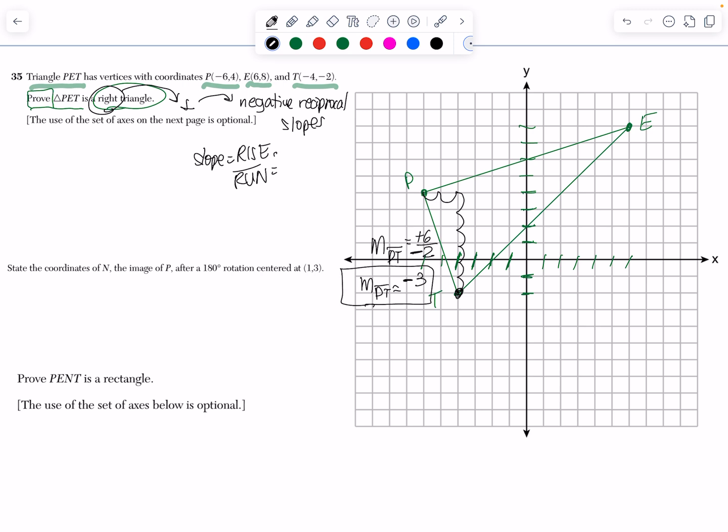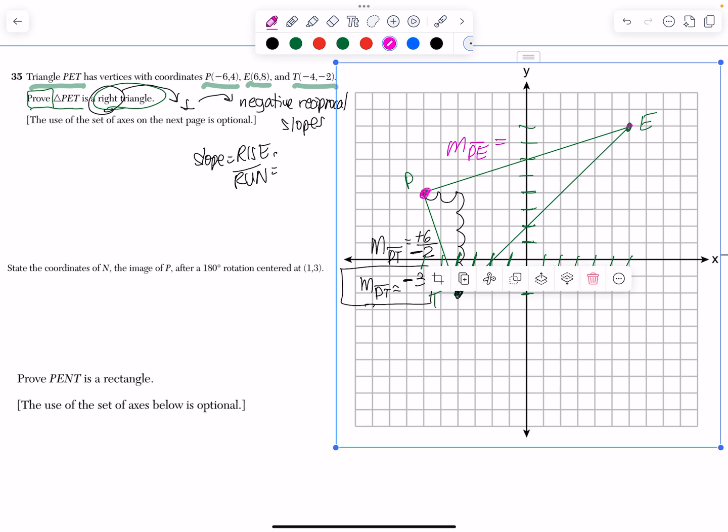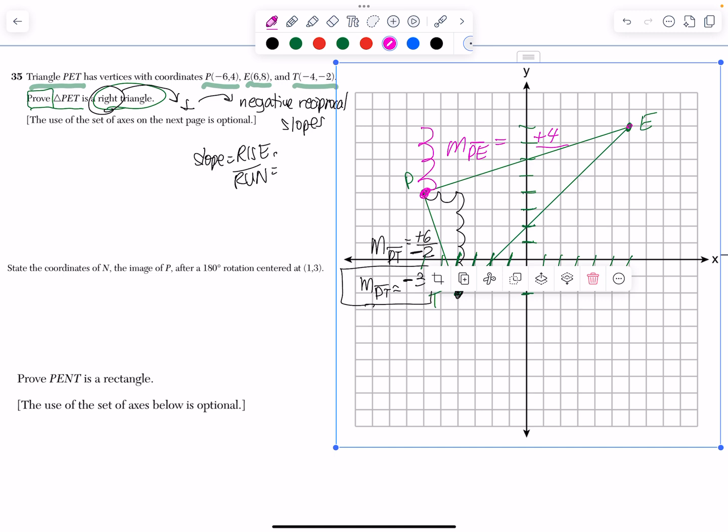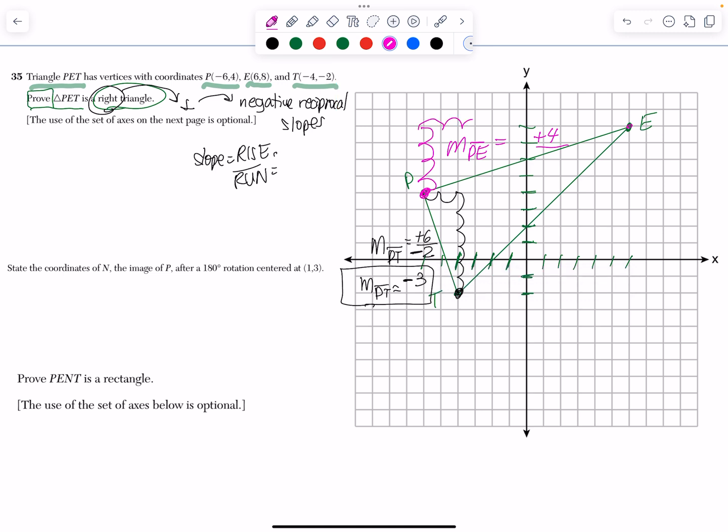Now let's find the slope of PE. So same idea, I'm going to start with P and then get to E. So what we do here is 1, 2, 3, 4. So I went up 4, so that's +4. Then I'm going to go to the right, 1, 2, 3, 4, 5, 6, 7, 8, 9, 10, 11, 12. Since I went to the right, that's +12. And 4 divided by 12 is reduced to the fraction 1/3.